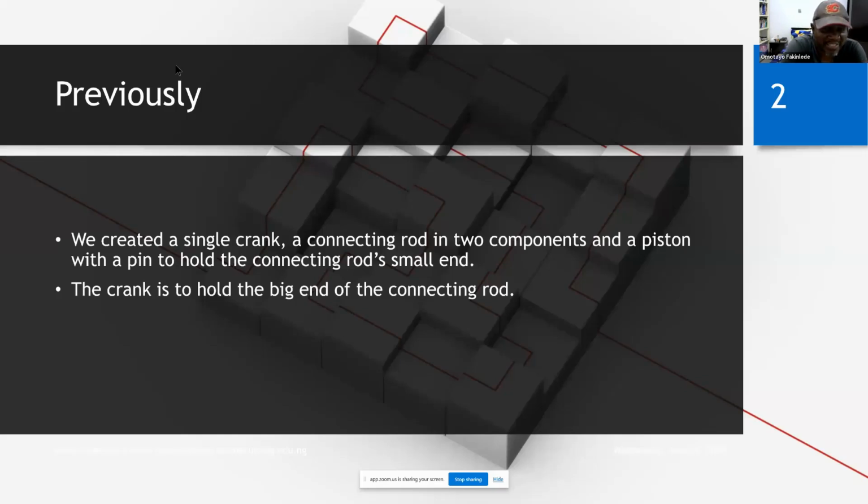Previously, we created a single crank, a connecting rod in two components, and a piston with a pin to hold the connecting rod small end. So the big end of the connecting rod will go inside the crank, while the small end will go inside the piston. So that is how we designed and created each of these components.